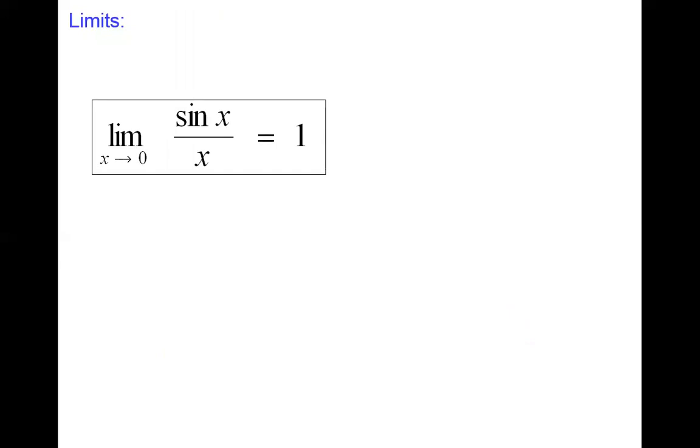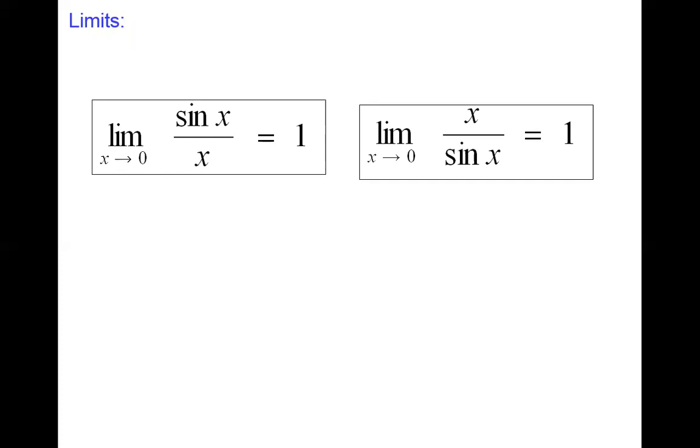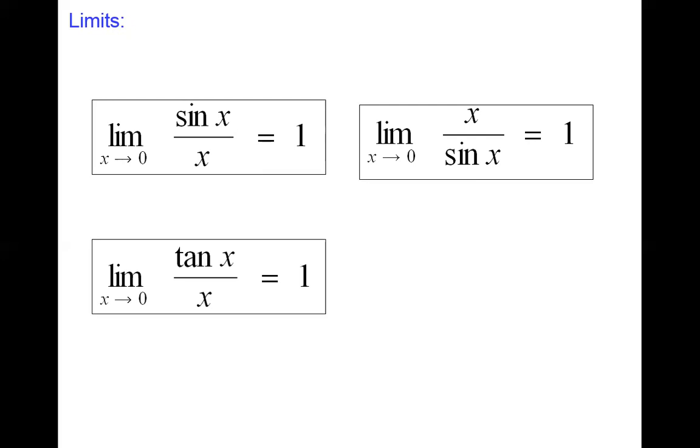Okay, let's see the summary page. Sine of x over x, as x goes to 0, is 1. I can also flip the function: x over sine of x is also 1. And another trigonometric function that will also hold this property is tangent.